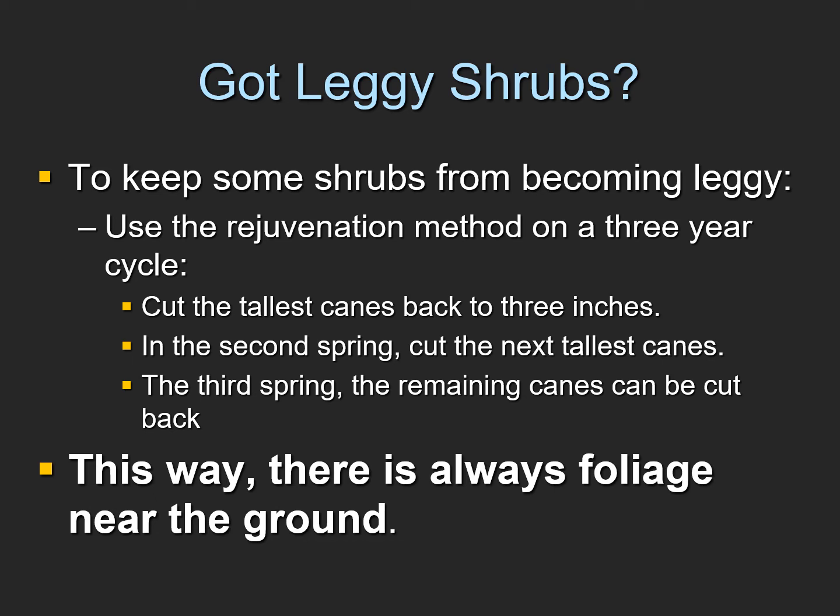If you've got a leggy shrub, sometimes you may want to keep some shrubs from becoming leggy. If you use the rejuvenation method on a 3-year cycle, another way to do it would be to cut the tallest canes back to 3 inches. In the second spring, cut the next tallest canes back, and in the third spring, the remaining canes can be cut back. Same process basically as with the old overgrown shrubs. This is again the way you do it. That way, there's always foliage near the ground.